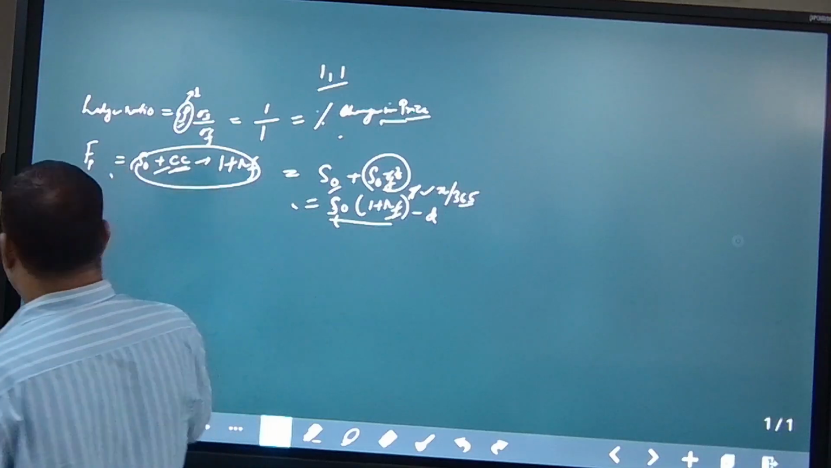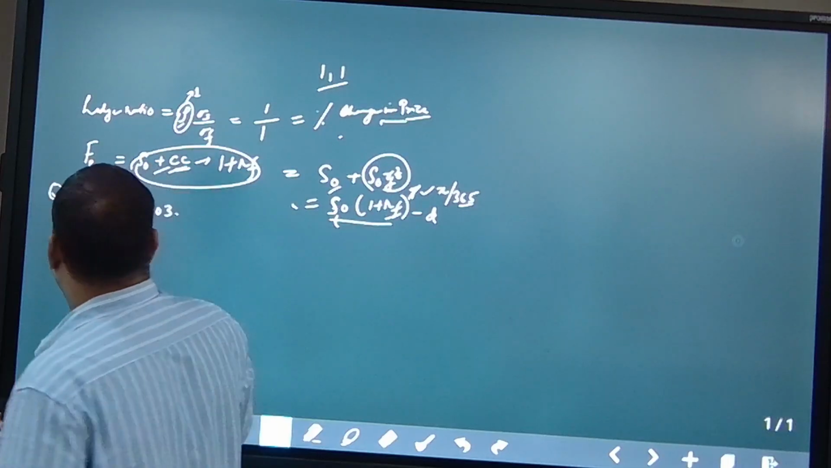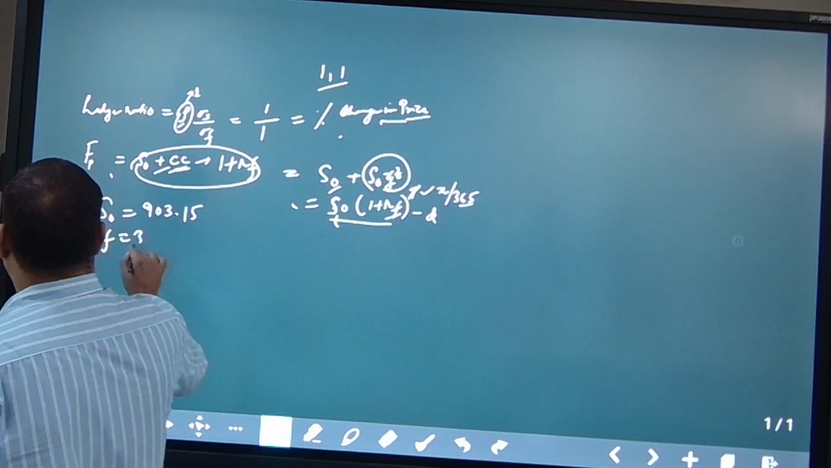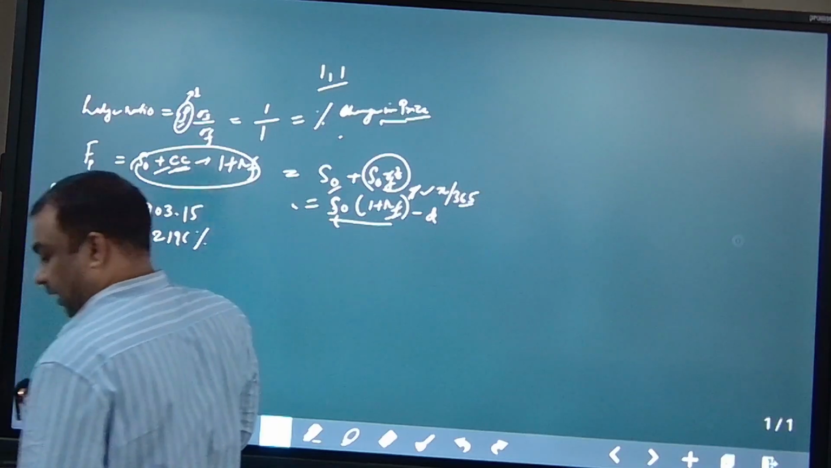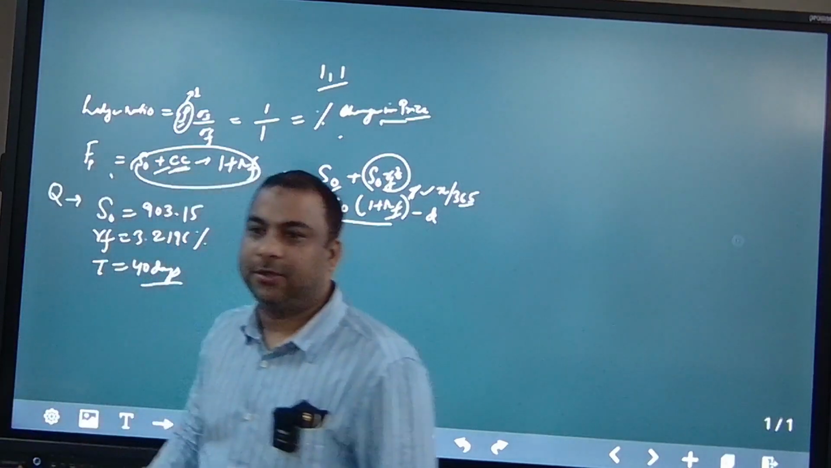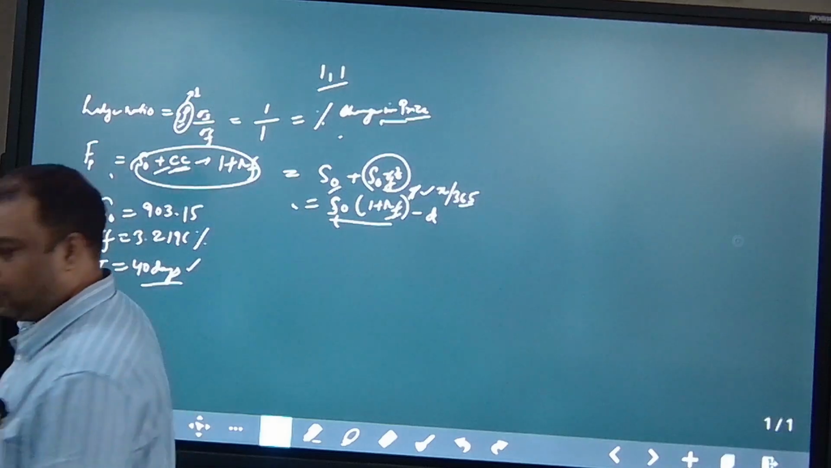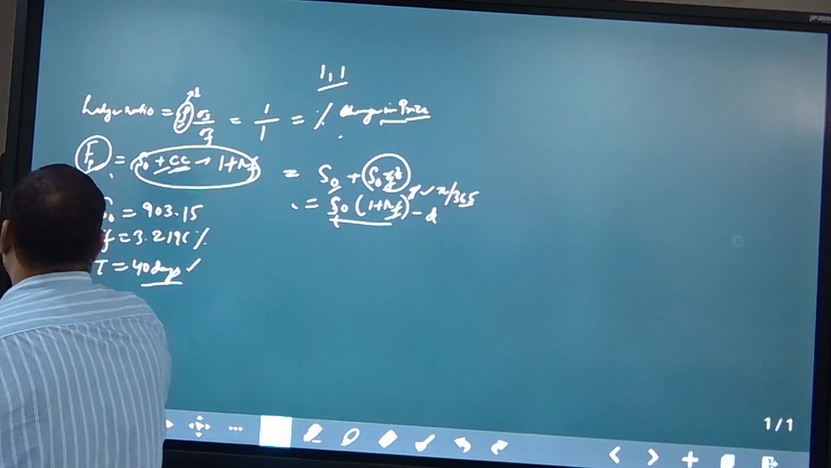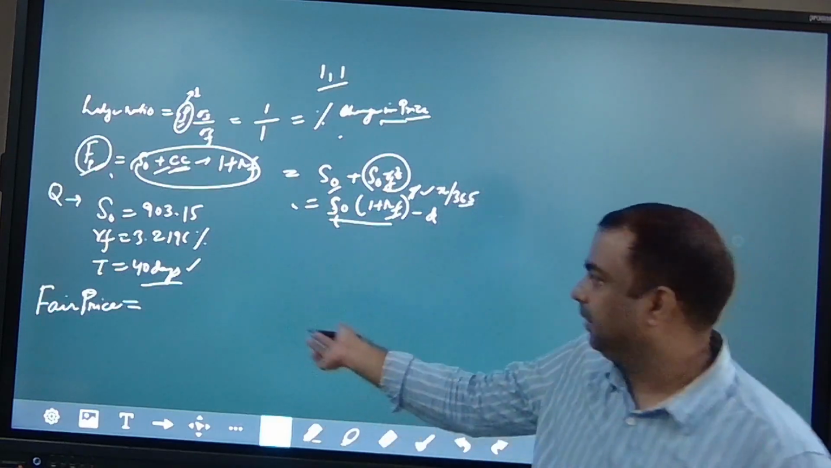So again, you have in question, you have a stock price of 903. For example, TCS or Infosys stock price is 903.15. Risk-free rate is equal to 3.2196%. And your time is T. Time is 40 days. 40 days means 40 days to expiry. कोई contract है today, the contract duration is 40 days. Now find out the future theoretical price. इसको क्या कहते हैं हम लोग? Fair price कहते हैं. Fair price. That means future theoretical price. Future calculated price by the formula.